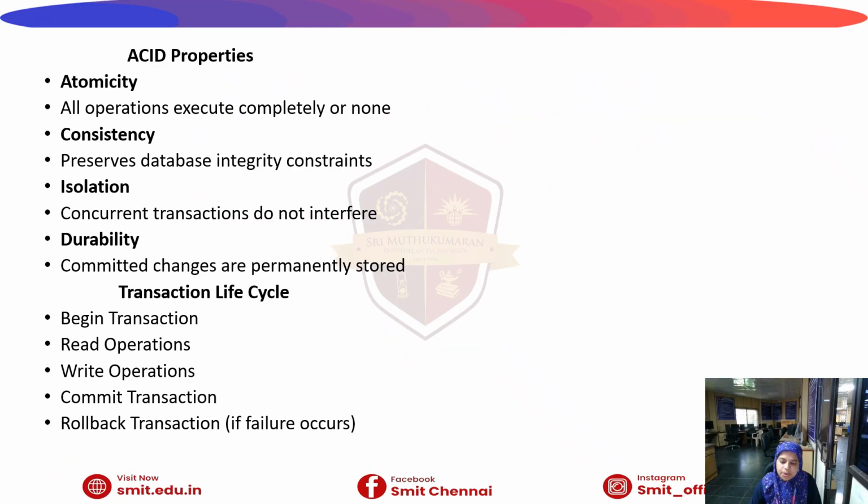So what is the ACID property? The overview of this third unit is ACID property and transaction lifecycle. ACID stands for atomicity, consistency, isolation, durability. Atomicity: all operations execute completely or not at all. Consistency preserves database integrity and constraints. Isolation: concurrent transactions do not interfere. Durability: the committed changes are permanently stored.